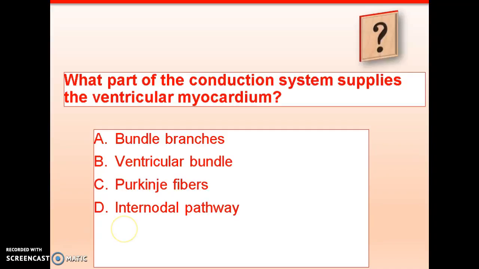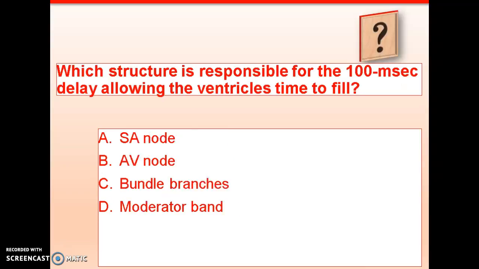What part of the conduction system supplies the ventricular myocardium? That would be the Purkinje fibers. What structure is responsible for the 100 millisecond delay, allowing the ventricles time to fill? AV node.